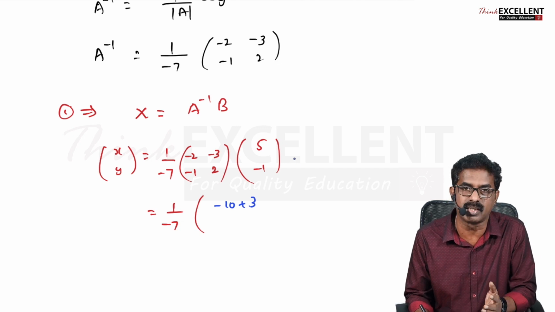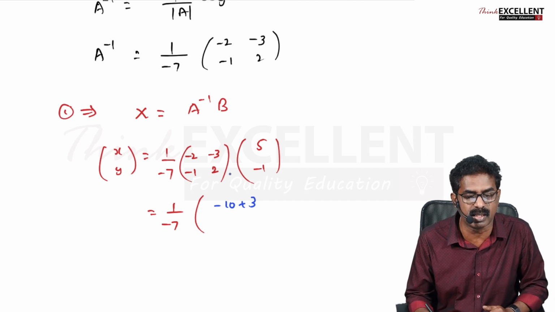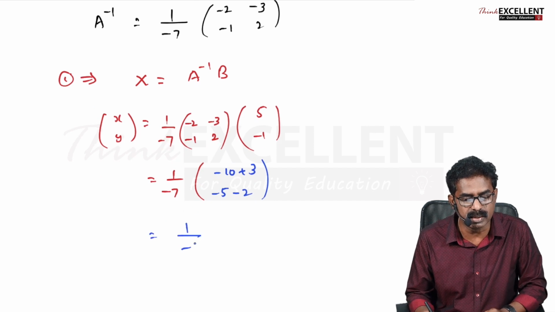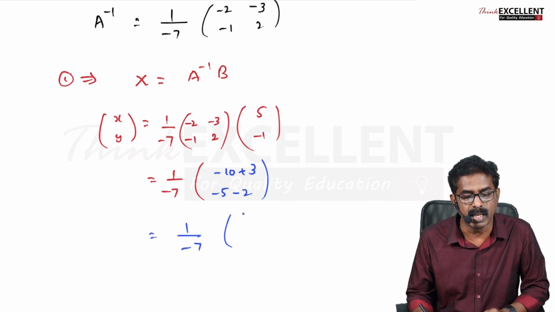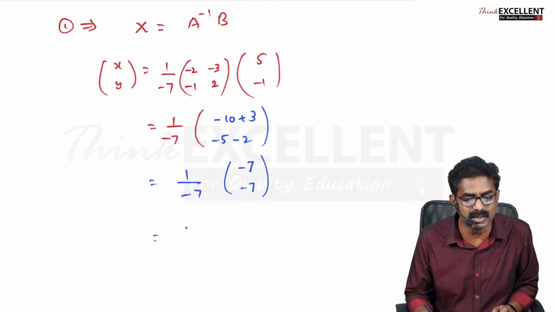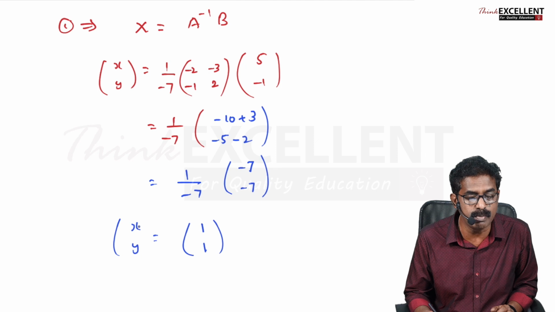First row, second column is not there. Now we come down. Second row, first column: minus 1 into 5, minus 5. 2 into minus 1 is minus 2. So you are getting 1 by minus 7 into minus 10 plus 3, that is minus 7, and here also minus 7, right? So now you divide every term by minus 7. Minus 7 by minus 7 is 1, the other also 1. And the left side is X, Y. The two matrices are equal.